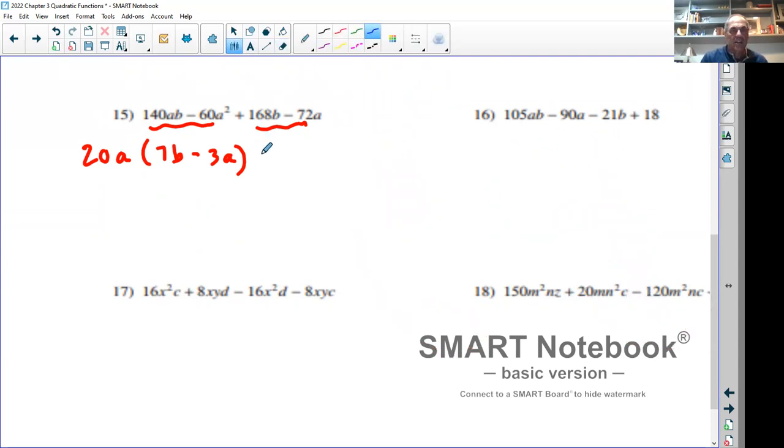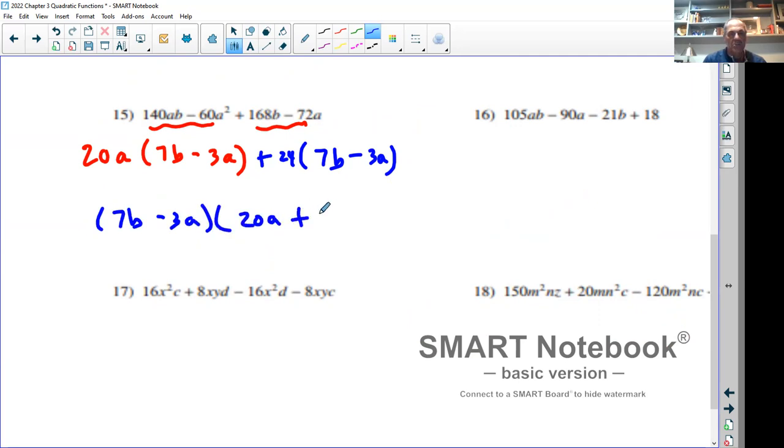So we take out, let's try positive 24. Can't take out any A's or B's. 168 divided by 24 is in fact 7B. 72 divided by 24, that worked. Pull out 7B minus 3A. And we have 24A. Okay, we got it. How about the last one?